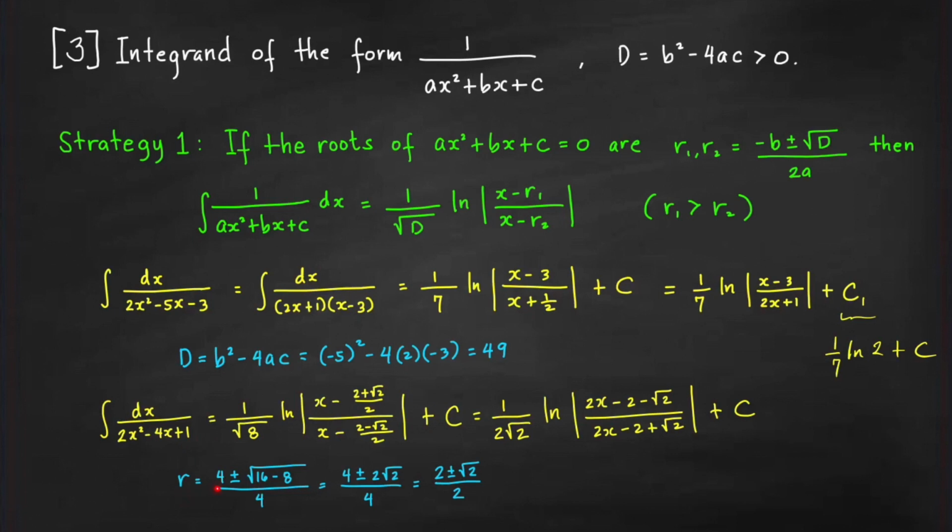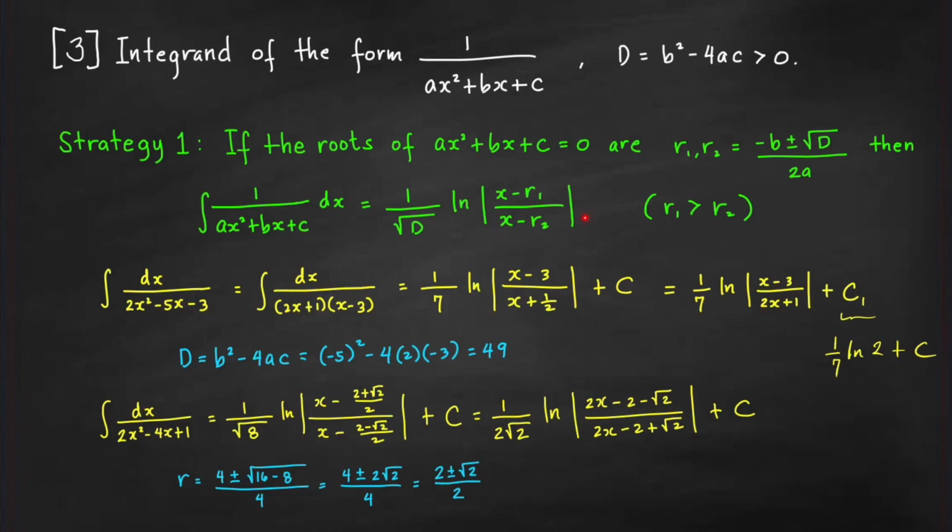equal to, again, negative b, so that is 4, plus or minus the square root of b squared, which is 16, minus 4 times 2 times 1, 4ac, which is 8. So this is the square root of 8, and that is our square root of d. Okay, so this is equal to 4 plus or minus 2 root 2 all over 4, and we can write it as 2 plus or minus the square root of 2 all over 2.